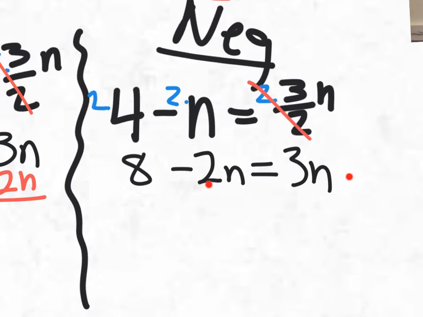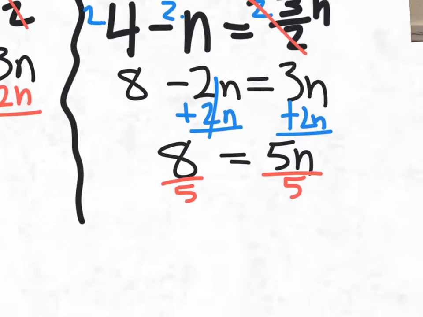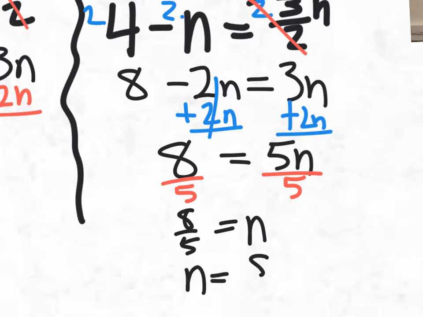Once again, we have n's on both sides. I need to get n by itself on one side. I am going to get rid of the -2n by going +2n and +2n. And I do end up with 8 equals 5n. And I still need to get rid of the 5 by dividing by 5 and dividing by 5. So I do have an answer, n equals 8/5, and I prefer to write it this way, n equals 8/5.